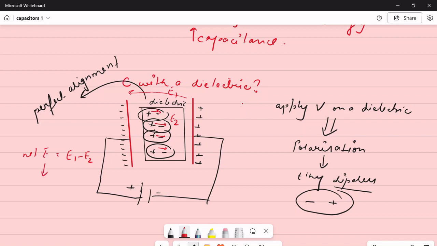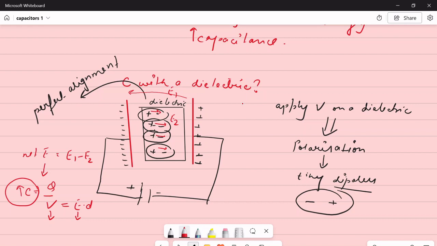Now let us go back to our small mathematical formula, which is C is equal to Q by V. Now, when this electric field decreases, the voltage naturally is going to decrease because V is equal to E times D. E is decreasing, so V will also decrease. Now, C is inversely proportional to V. Therefore, the capacitance will increase, and that was our entire purpose, to increase the capacitance. So according to this, it will increase.